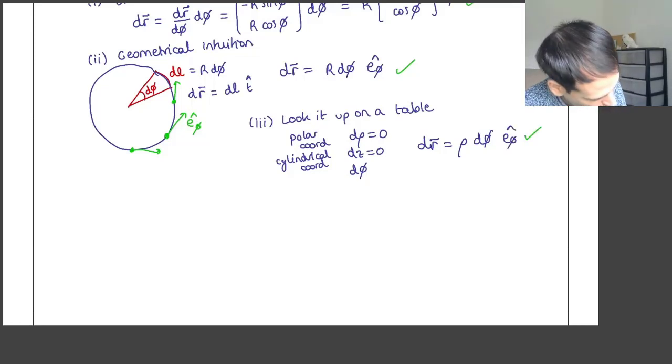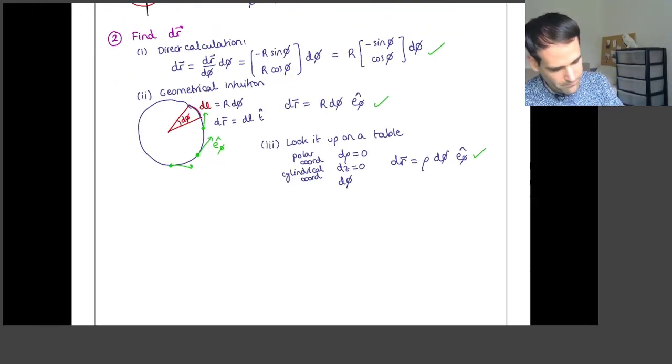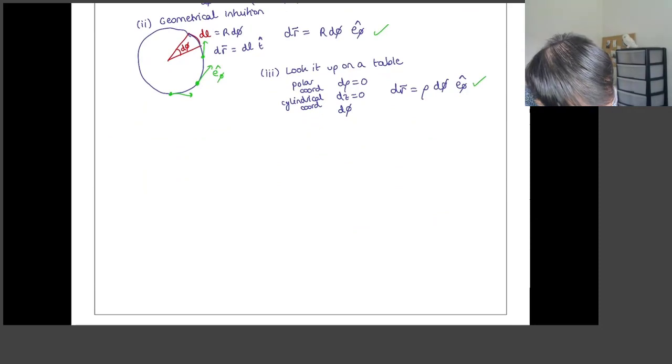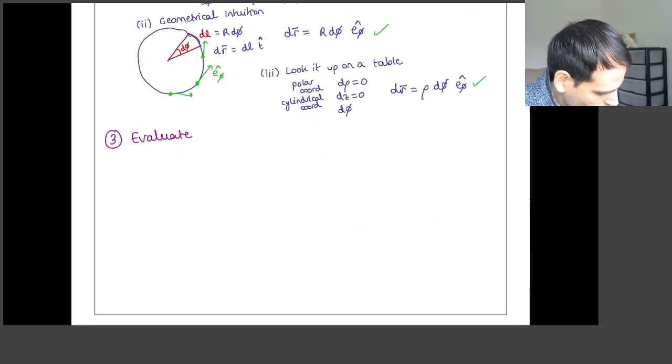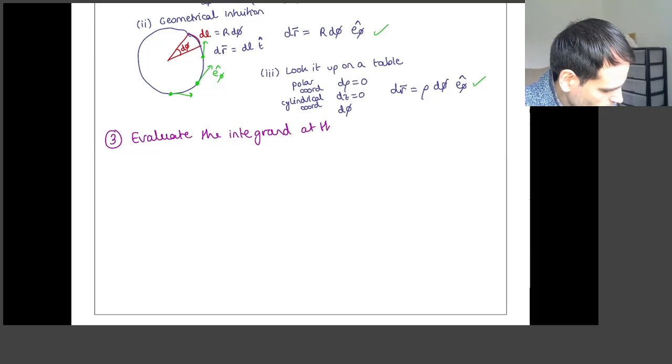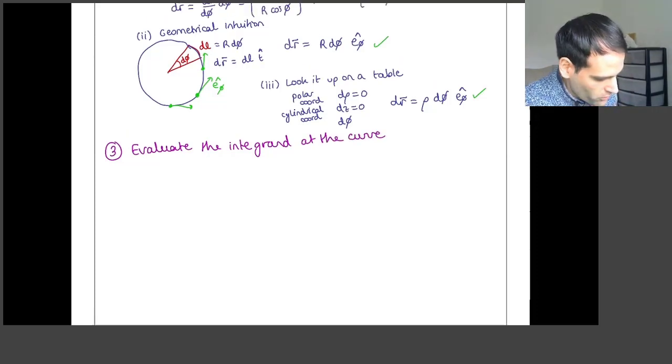Perfect. So the three methods agree. Excellent. Third step, evaluate the integrand at the curve. And now is where things will get different from what we were doing with the other types of integrals, because we will need to do a dot product, yeah? So what is the integrand?